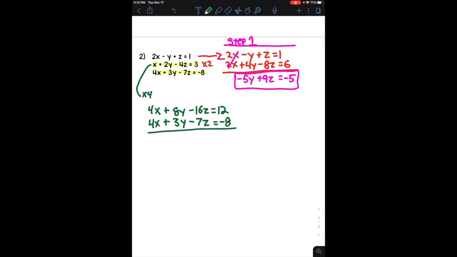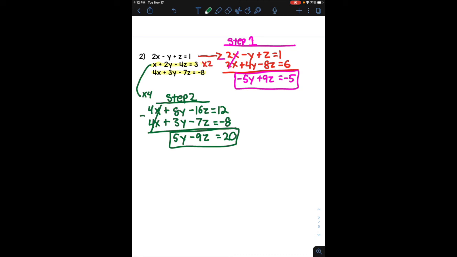We can now subtract these equations to eliminate x again. 4x minus 4x is 0. 8 minus 3 is going to be 5y. Negative 16z minus negative 7z is going to be negative 9z. And 12 minus negative 8 is going to give us positive 20. Step 2 now gives us this equation, in which again we're going to use the equation we got in step 1 and this equation we got in step 2 for step 3.